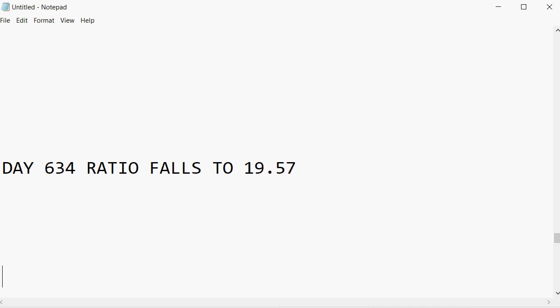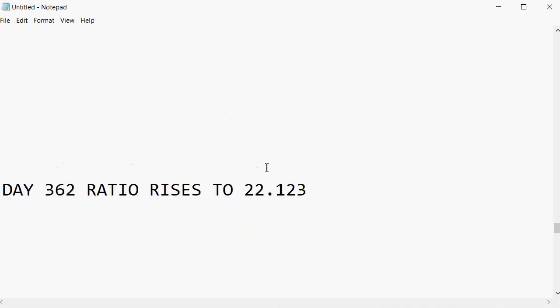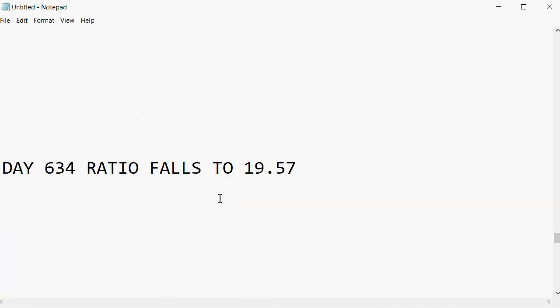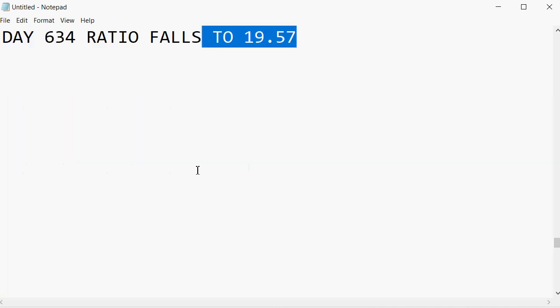Ooh, day 634, falling to 19.57. A lot of nothing happened for a while. Well, that's the difference in 2018 versus 2017, because pretty much after the April Fool's rally in 2018, oh, did things ever start to glamour out? So that's day 634. That's the final one, because 22.12 and down to 19, not much of a difference.